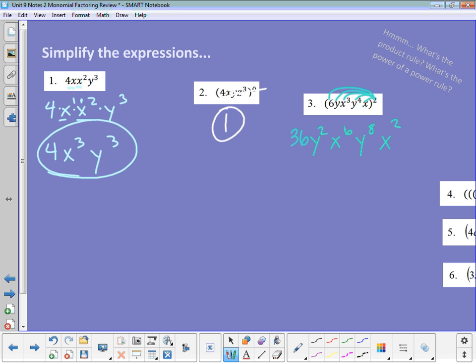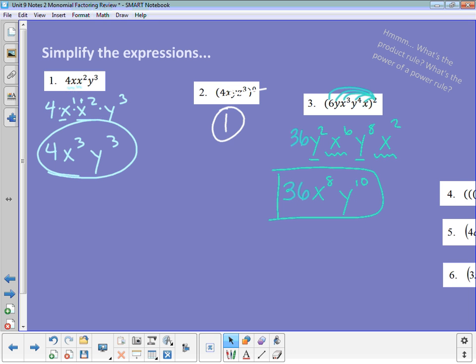I can put my like bases together. So I have x to the sixth and x to the second. Remember, when we multiply those, we add the exponents. Same thing with the y's. I have y to the second times y to the 8th. I'm going to add the powers, which gives me y to the 10th. So I have 36x to the 8th, y to the 10th.